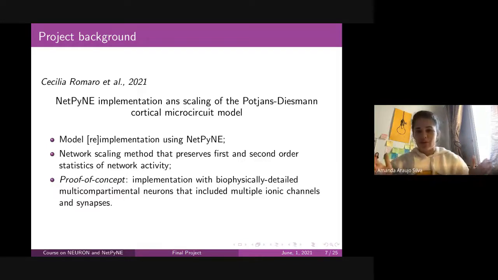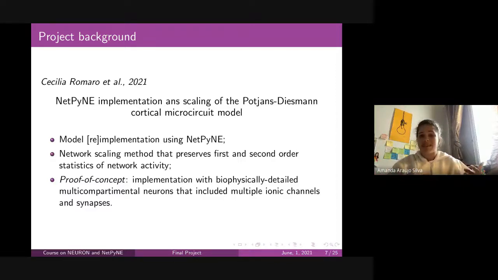So what is my project background? We have as a starting point the NetPyNE implementation of the Potjans-Diesmann cortical microcircuit model, a paper that is still in the oven, by Cecilia Romaro et al. In the paper, they re-implemented the Potjans-Diesmann model using NetPyNE, the tool we want to learn about. And they also added a scaling method, so we could simulate the network maintaining its firing rates and all statistics with a small number of neurons, which works well on personal computers.